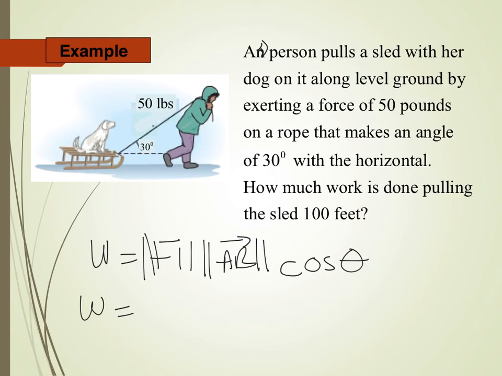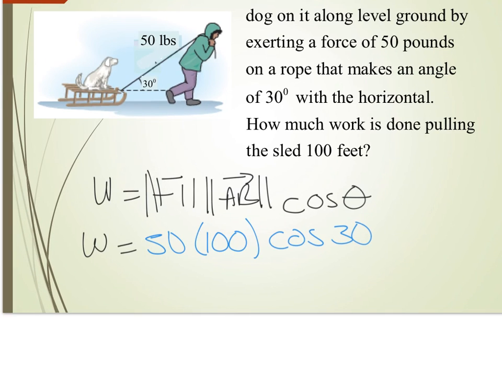The magnitude of the force in this example is 50 pounds. The distance over which the constant force is applied is 100 feet. And we're going to take cosine of 30 degrees, which is square root of 3 over 2. After we multiply all that and simplify it, our answer is approximately 2,165 foot-pounds.